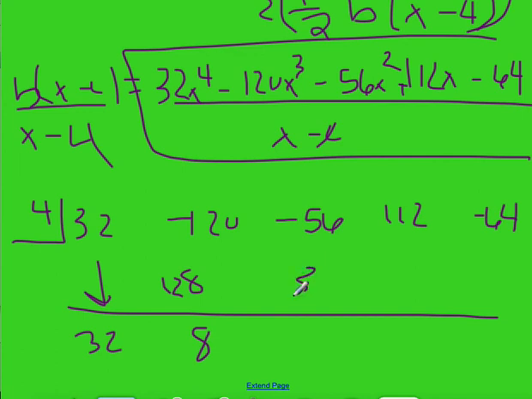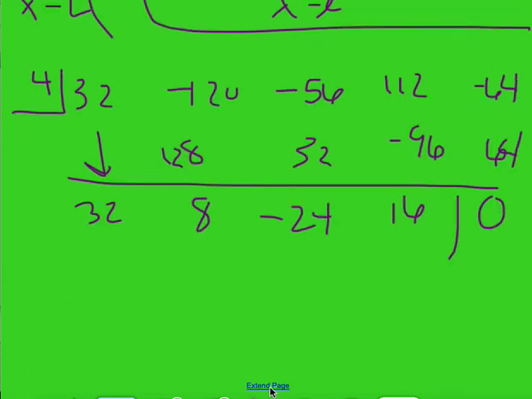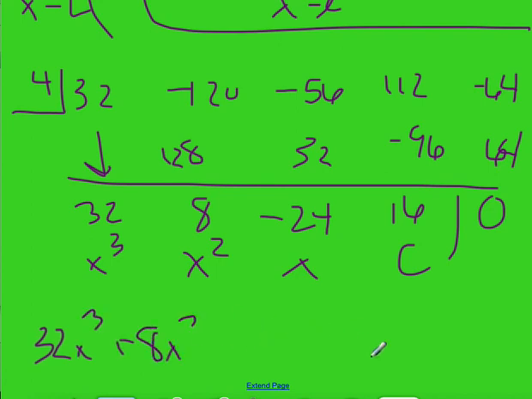8 times 4 is a positive 32. Negative 56 plus 32 gives me a negative 24. Negative 24 times 4 gives me a negative 96. 112 minus 96 gives me 16. 16 times 4 gives me a positive 64. So I end up getting a remainder of 0. Constant, x, x squared, x cubed. So let's go ahead and write it out. So we have 32x cubed plus 8x squared minus 24x plus 16.